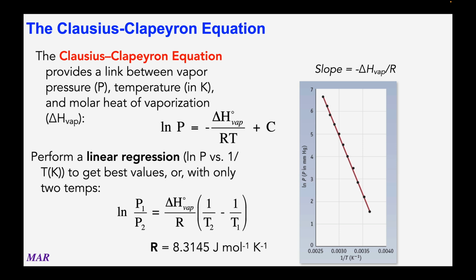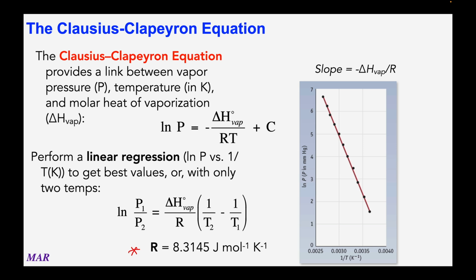And if you remember from the graphing lab, this is a kind of problem you can apply a linear regression to. And a linear regression will give you the slope, the y-intercept, and the correlation coefficient. Well, the slope here is the important part. Slope equals minus delta H vaporization over R. And R is the so-called energy R constant, 8.3145 joules per mole Kelvin. So this is a great way to find delta H of vaporization if you have lots of values.